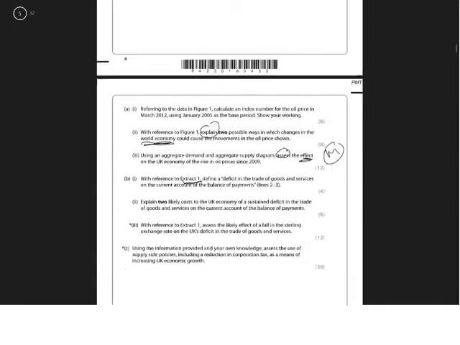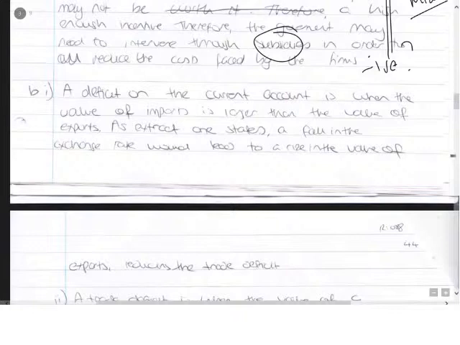the volumes of imported goods could also increase. But the word volume is a bit misleading because we want to talk about values. So if we just go back to the answer, deficit on the current account is when the value of imports is larger than the value of exports. We've got our key definition there.